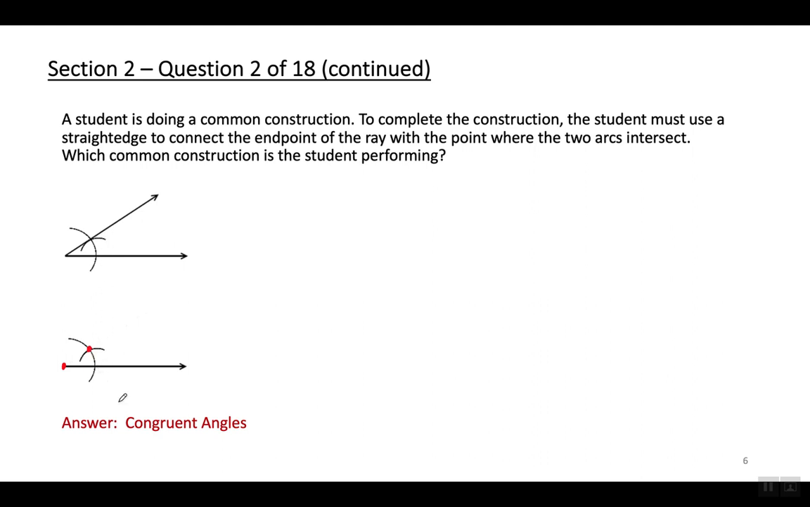He's copying the angle and it's going to give him congruent angles. So if he does what it says there, which is connect the endpoint of the ray to where the two lines intersect, he's going to have an angle that's exactly the same as this angle. He's copying that angle, and it's going to give him congruent angles.